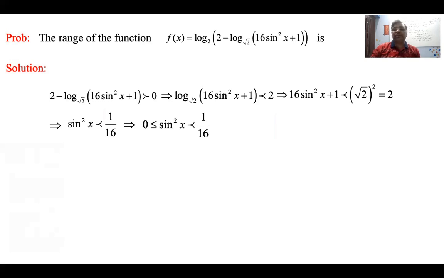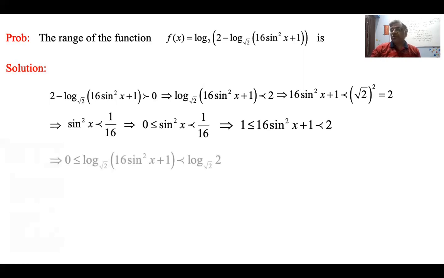Sine square x is greater than or equal to 0. So therefore 16 sine square x plus 1 will be in between 1 and 2, cross multiplied, and 1 is added on both sides. So on this, logarithm to the base √2 is applied. Then the left side becomes log 1 to the base √2, which is 0. The right side will be log 2 to the base √2, which is 2.